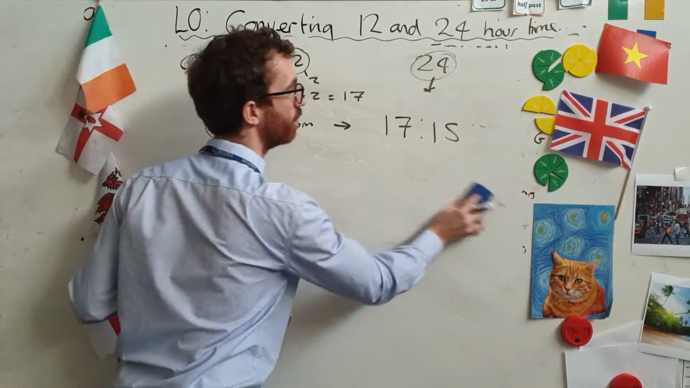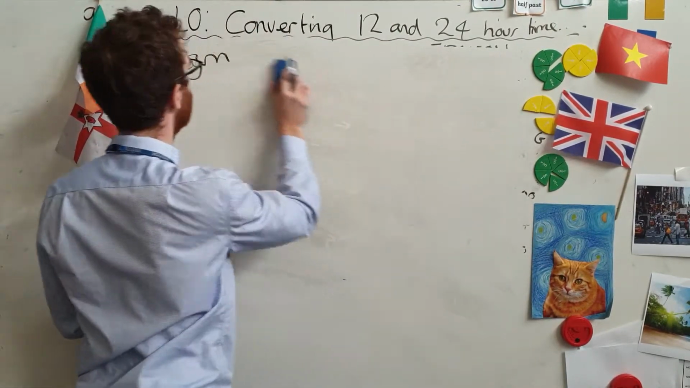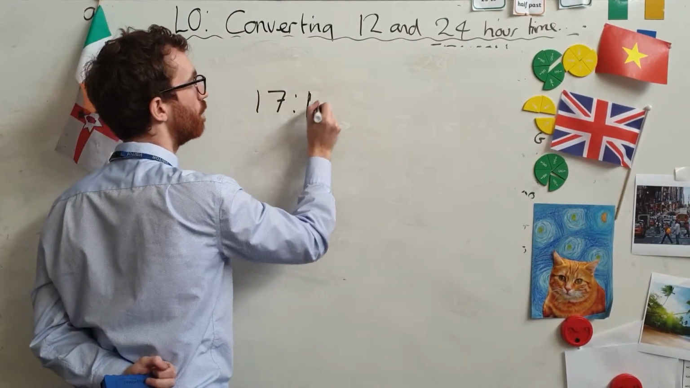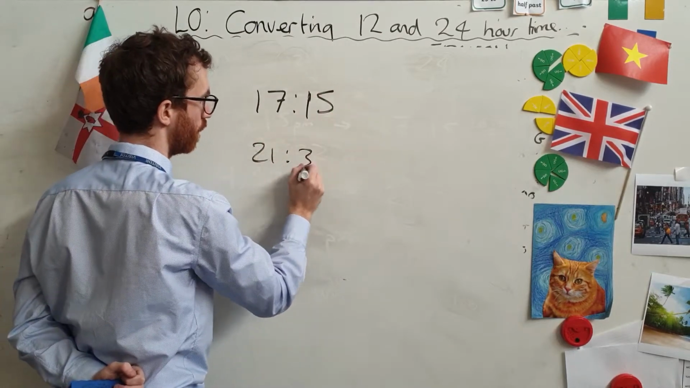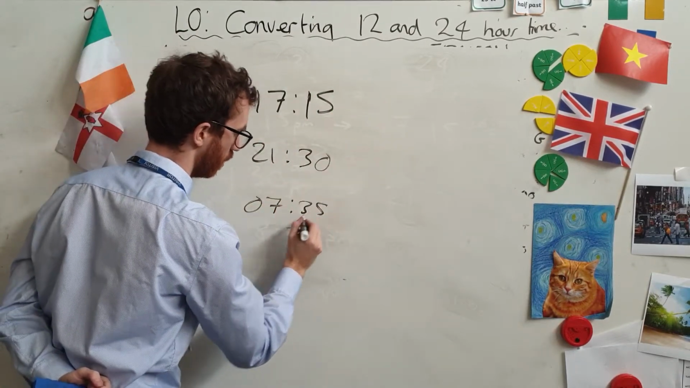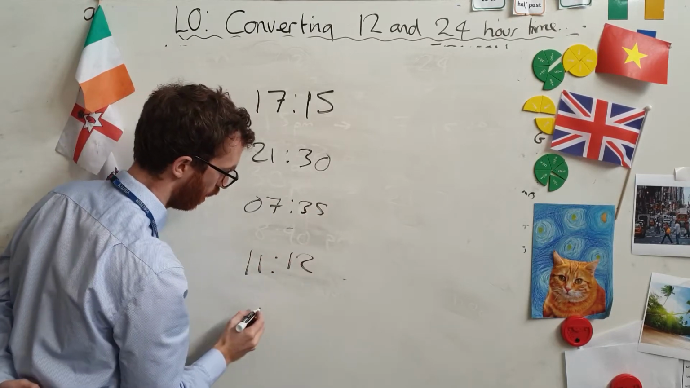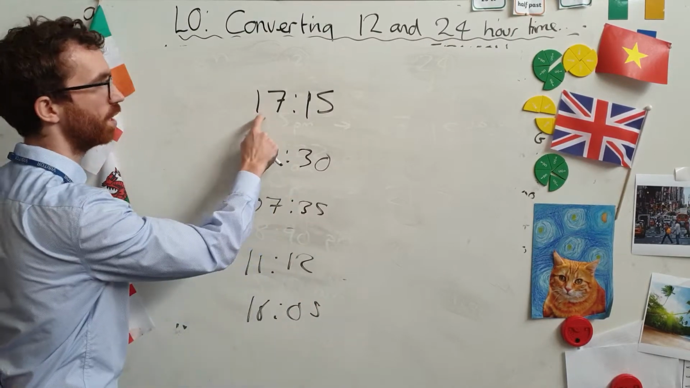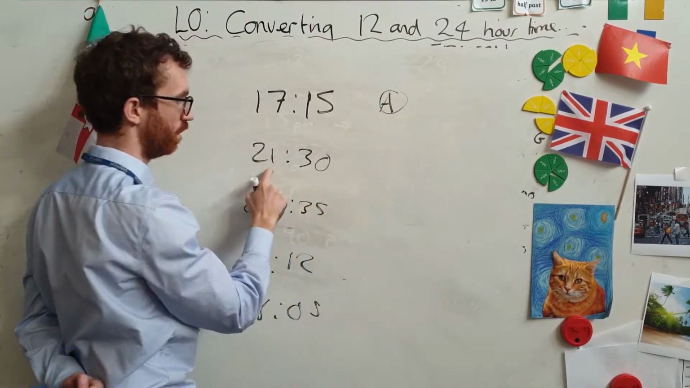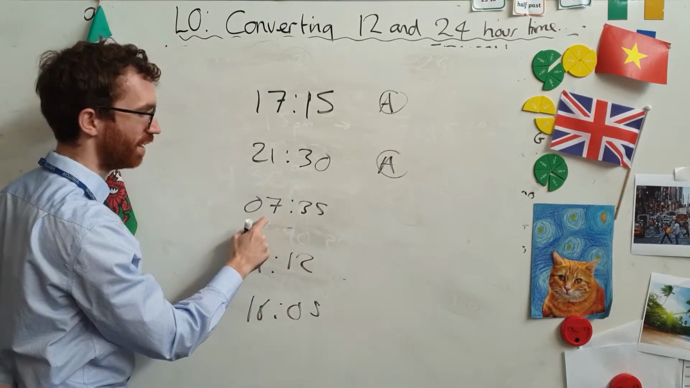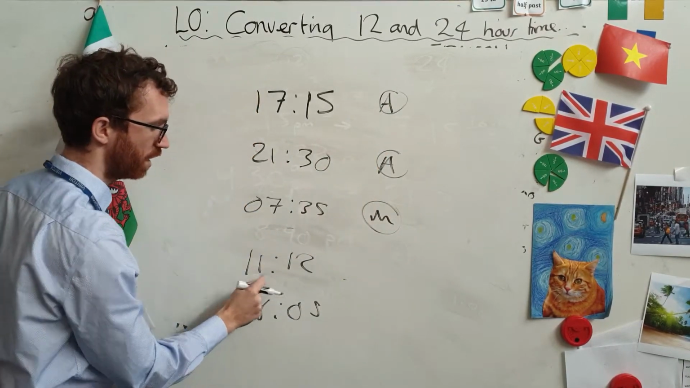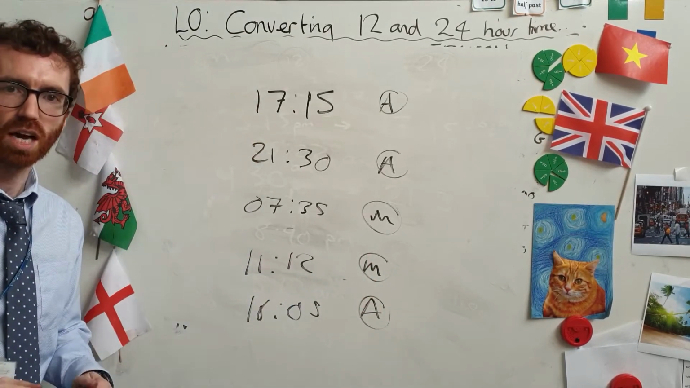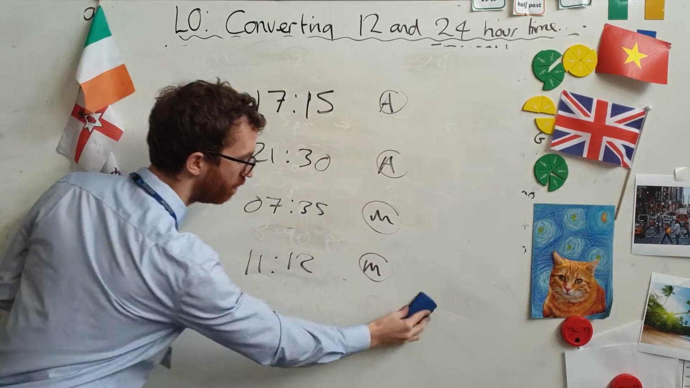Let's have a look at a few of these 24-hour times and see if you can, just as quickly as AM and PM, work out whether it's morning or afternoon. Okay, so we've got 17:15, 21:37, 35, 11:12 and 16:05. Morning or afternoon? Pause. It's over 12. It's got to be afternoon. It's over 12. It's got to be afternoon. Less than 12. It's got to be morning. Less than 12. Got to be morning. Over 12. Got to be afternoon. Nice and simple. So, let's convert these times.